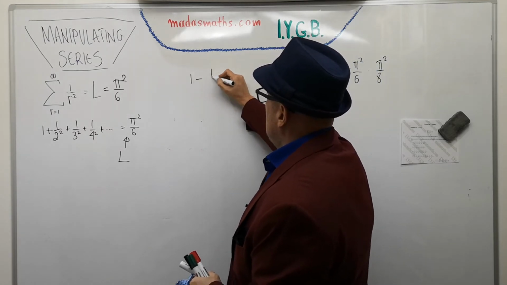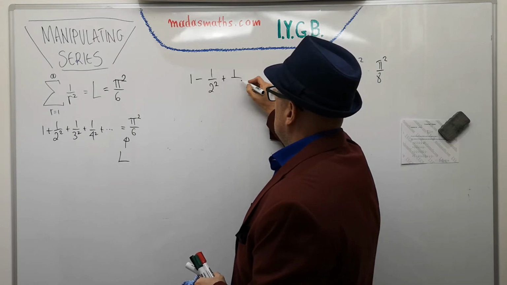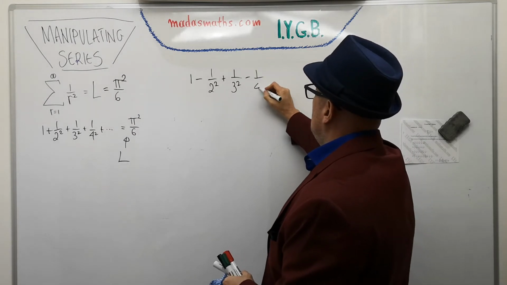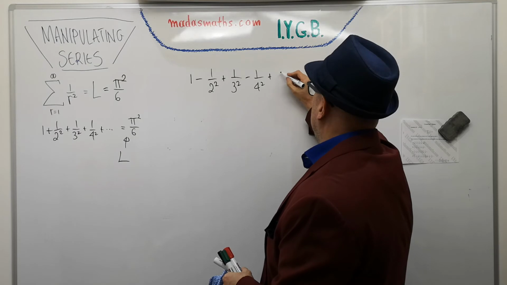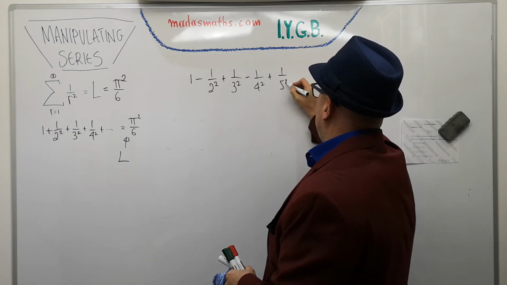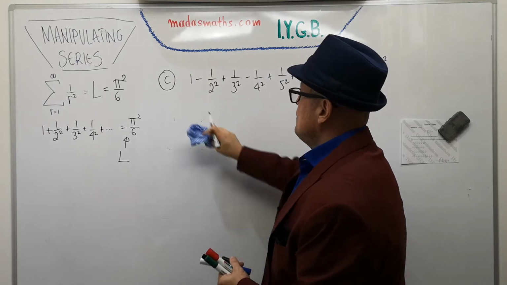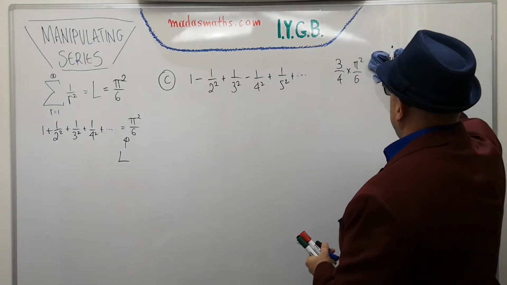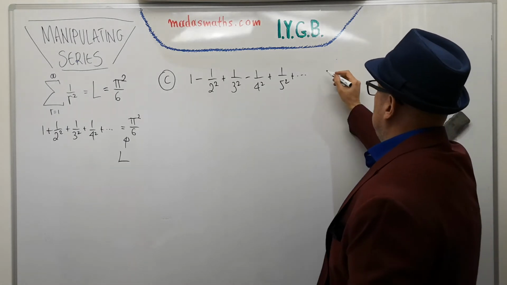So 1 minus 1/2 squared plus 1/3 squared minus 1/4 squared plus 1/5 squared plus dot dot dot. So that's part C of the question. In terms of L, what's the answer to this particular series? Okay, what can we do with something like that? We can write it in sigma notation.